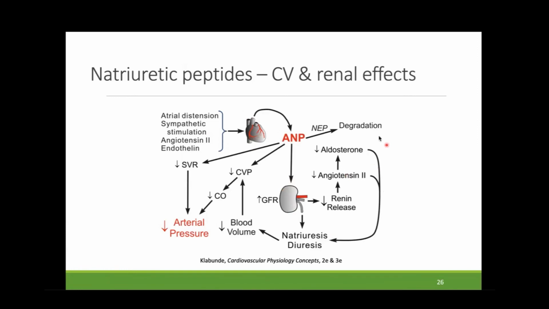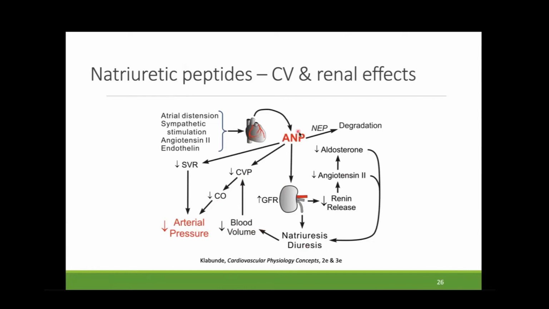And by doing that, you will produce natriuresis, which is sodium loss. You'll promote sodium loss by the kidneys and also have a water loss or diuresis. So it acts as a diuretic. That will decrease blood volume. If you decrease the blood volume, you will decrease central venous pressure, which will decrease cardiac output, which will decrease arterial pressure.